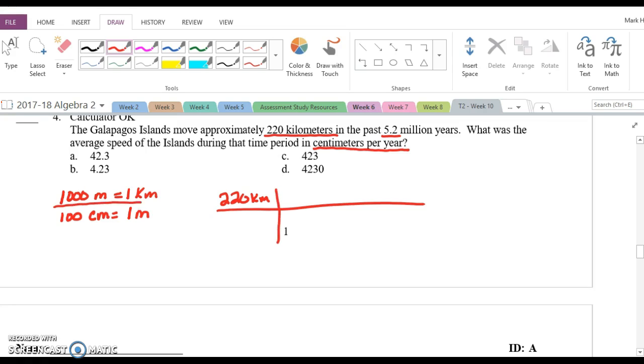We know that there's 1,000 meters in 1 kilometer. We'll say this 1 kilometer goes with that 1,000 meters. And we know that 1 meter has 1,000 centimeters. And we know that we've done all of this in 5.2 million years.